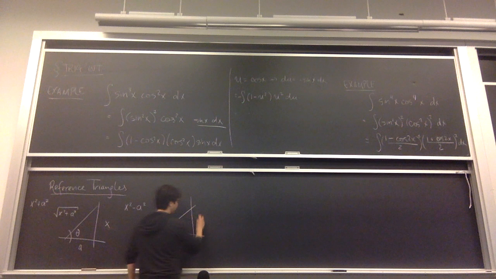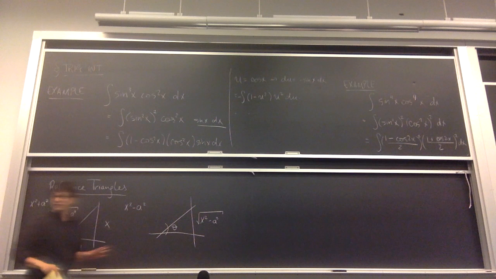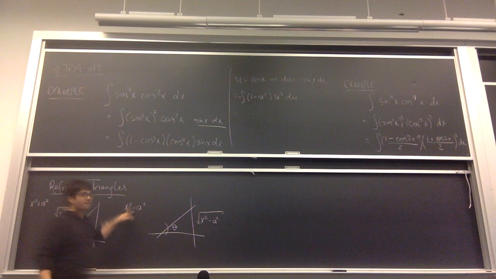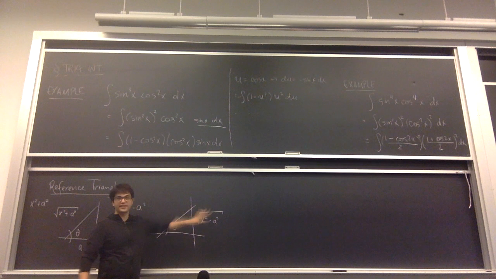This is something you may just have to remember: if you're given a sum of the squares, you put it on the hypotenuse. If you're given the difference, where you're subtracting the constant, then that goes on the opposite. Once the opposite is labeled, these other two sides are forced.